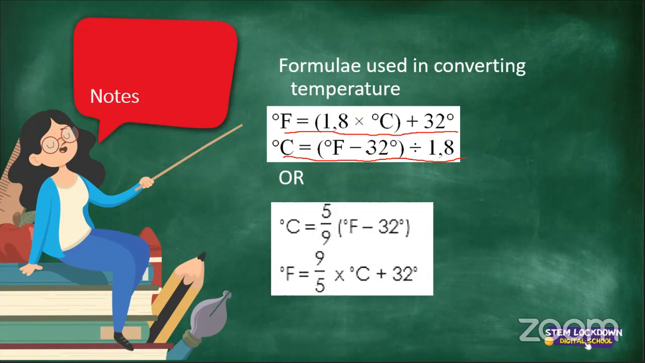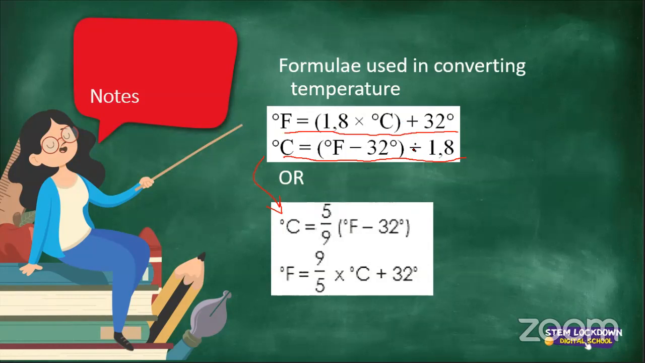Sometimes you are given these two formulas in this format, and sometimes in that format, but basically this is the same as that. For example, 9 divided by 5 is 1,8, and 5 divided by 9 is 1 over 1,8. So this and this are the same, but you need to be able to work with both formulae, whether given in this format or that format. So far, so easy.